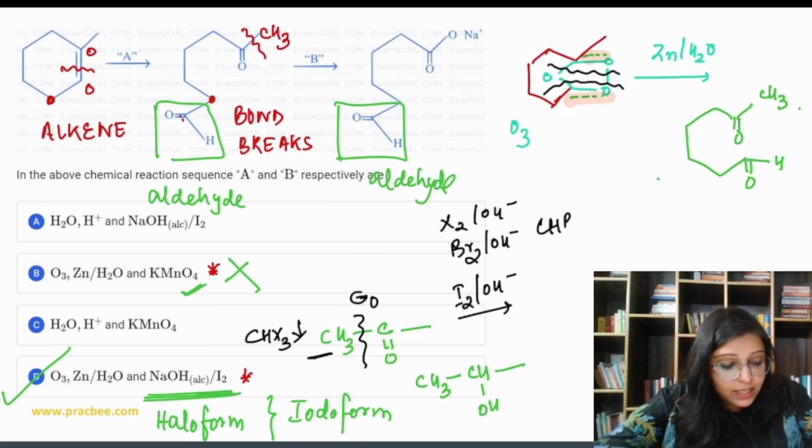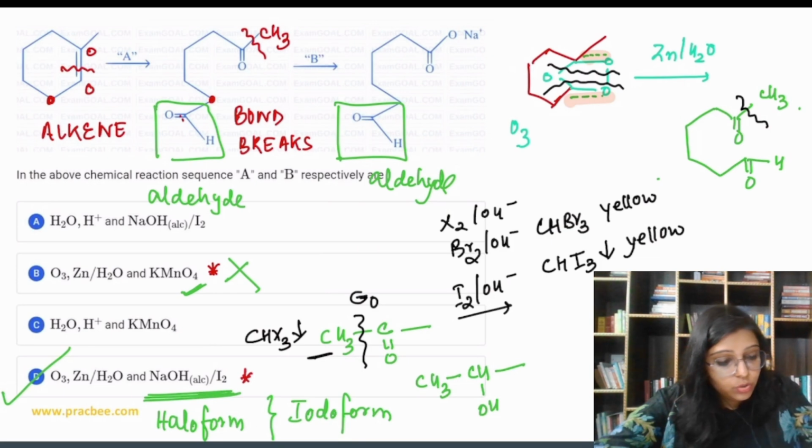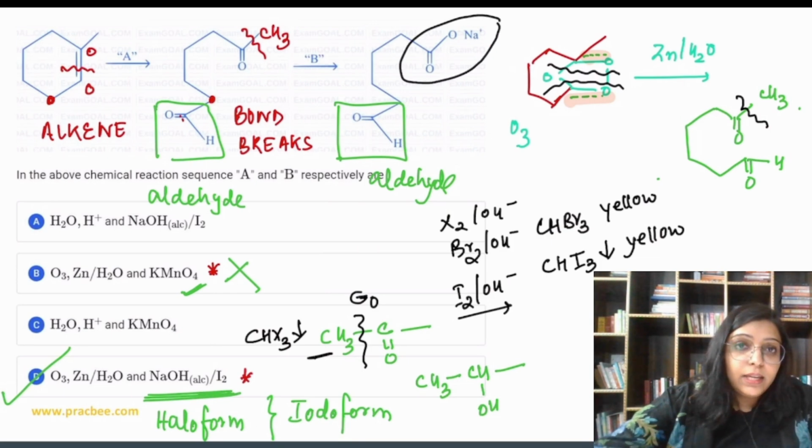With Br2 we get CHBr3, which is a yellow liquid. With I2 we get CHI3, which is a precipitate, yellow in color. So what happens when you dissociate this bond? You get exactly the same thing. Okay, clear? Sodium salt of carboxylic acid.